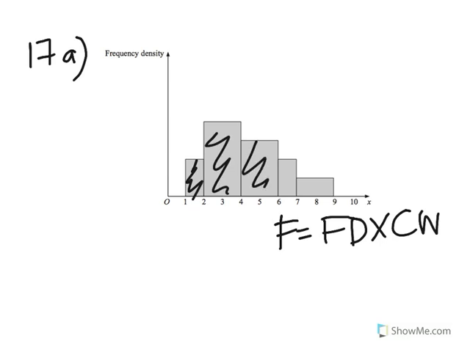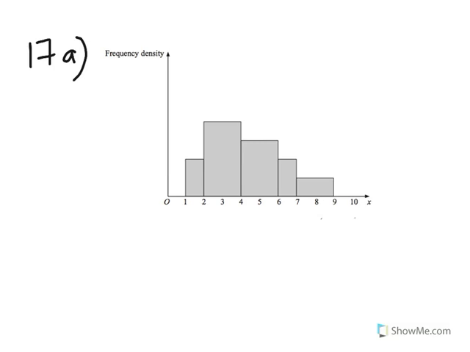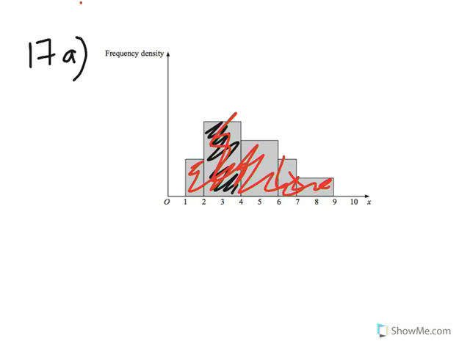Knowing that, to find the percentage of values that lie between 2 and 4, we find the area between 2 and 4, divide it by the total area of all these bars, and multiply that by 100, and we'll find the percentage.